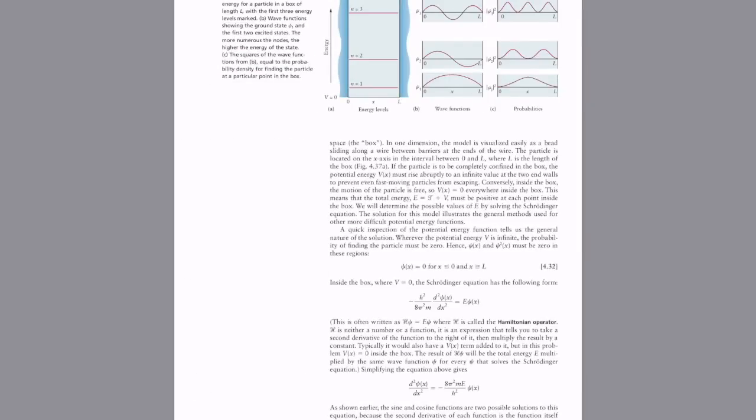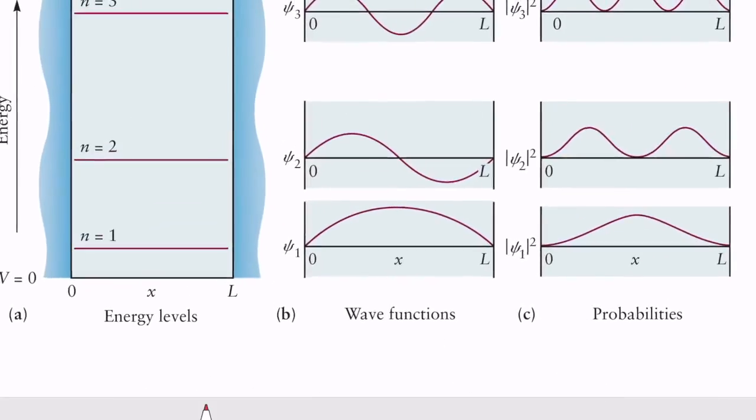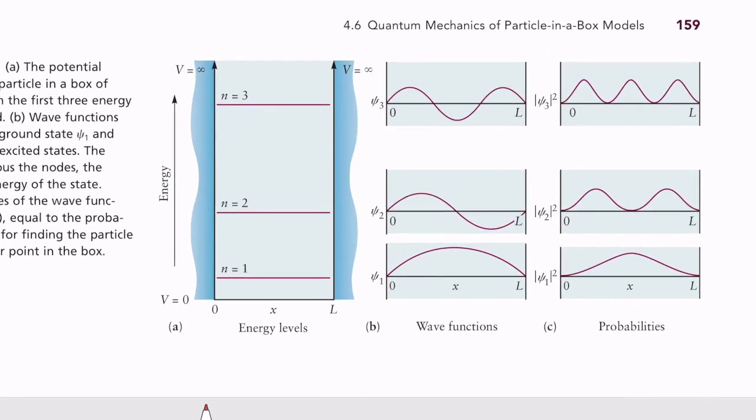So the first thing is the energy levels. Energy is proportional to n squared, not 1 over n squared, just proportional to n squared. So if this energy equals 1, then this energy equals 4, and this energy equals 9. Then we see that the wave function has 0 nodes, 1 node, and 2 nodes. So the number of nodes is n minus 1.